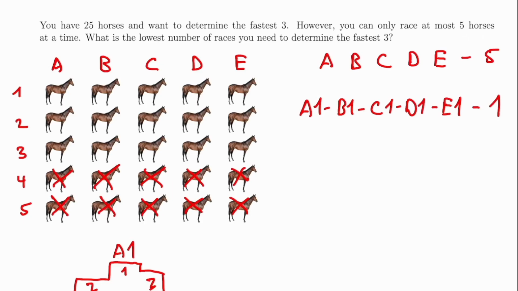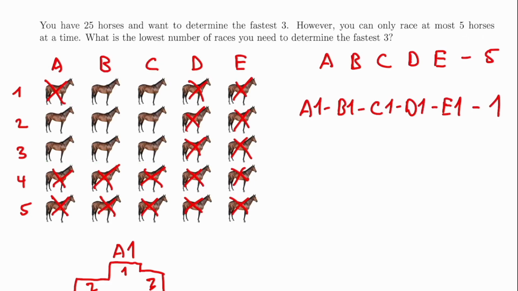Now, since D1 and E1 came in 4th and 5th, respectively, we can eliminate all these 6 horses, namely D1, D2, and D3, as well as E1, E2, and E3. This is because each of these horses is slower than these respective horses, and those horses are slower than all these 3 horses. So they can't be under the top 3. Now, as mentioned, we already know that A1 is the fastest horse, so we don't really have to consider it either. So all the horses we have to consider are these 9 horses right here.